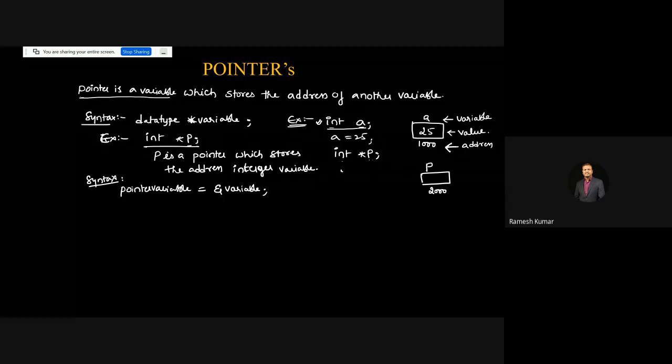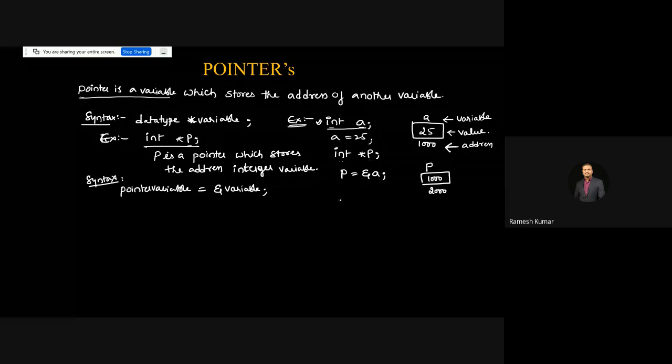How to store the address? Simply we can use p equal to address of a. So what is the address of a? The address of a is 1000. 1000 is an address. So how would you write it? Here we have to write the address.